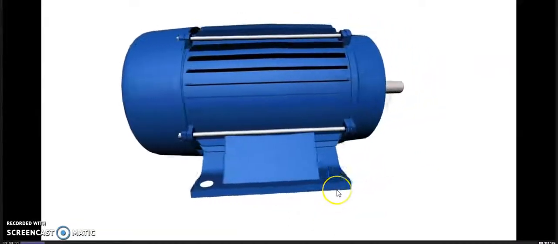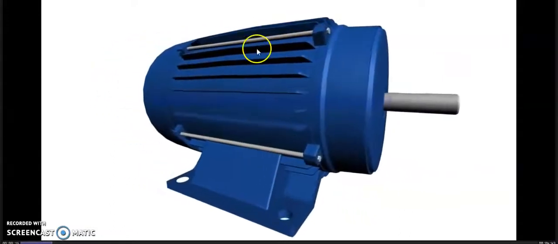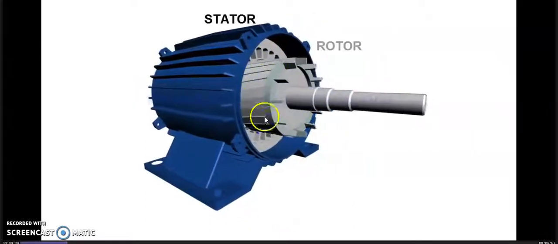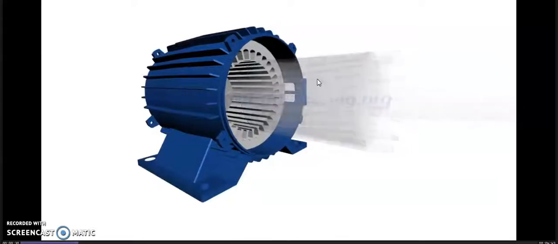So this is your three-phase induction motor, and this is your yoke part. This is the yoke part which encloses everything. Okay, so let's see what is inside. This is the stator part and this is the rotor part, the two main parts. So first we shall see what the stator consists of.